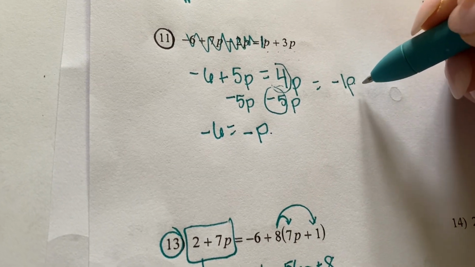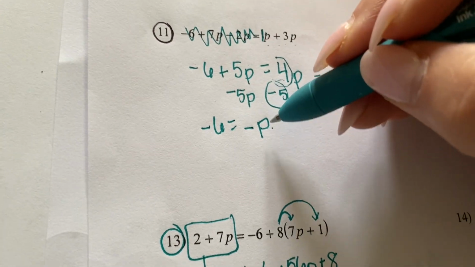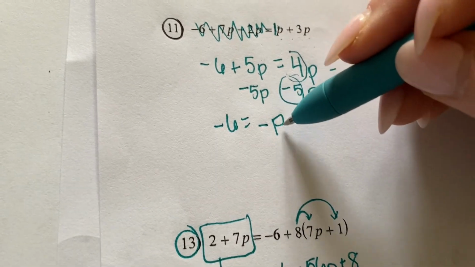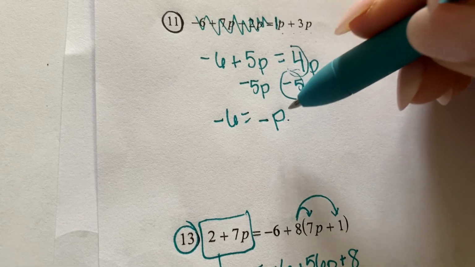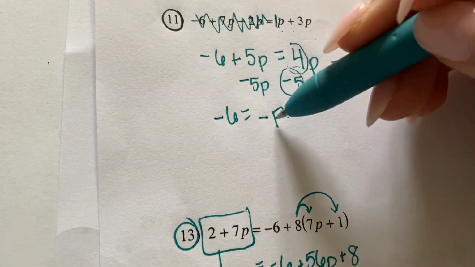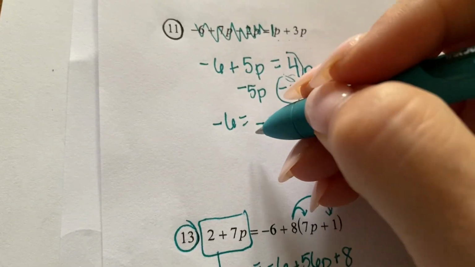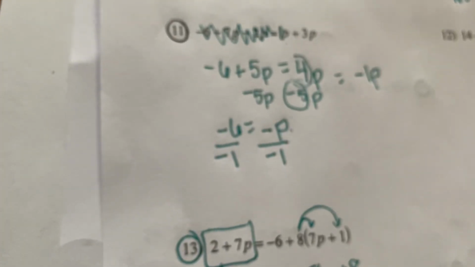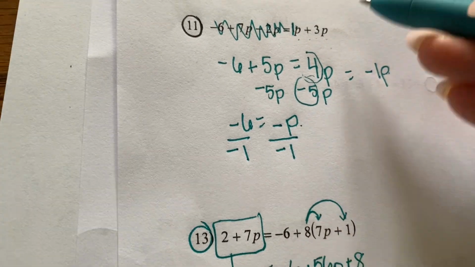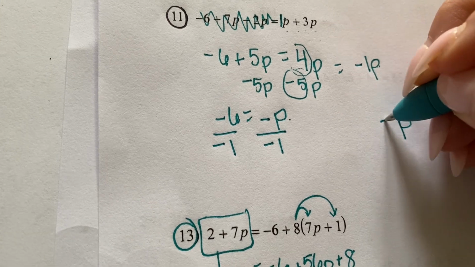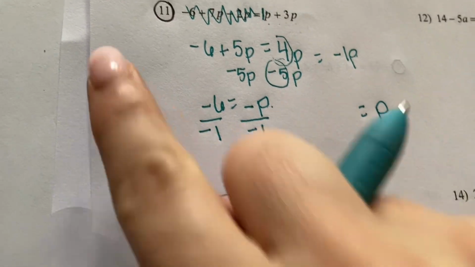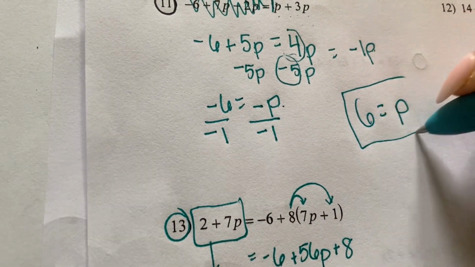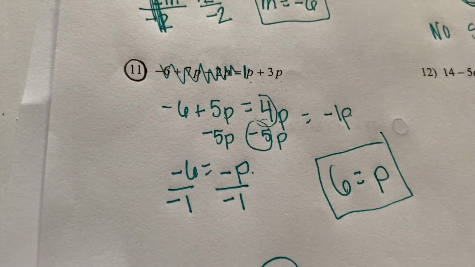If you wrote it this way, I wouldn't mark you wrong, but this is how you would see it on a paper. Am I solving for negative p or do I want positive p? I want positive p. So in this case, I'm going to divide by negative 1. What is a negative 1 divided by a negative 1? A positive 1. So now I have positive p. And what is negative 6 divided by negative 1? A positive 6. So that is how you solve number 11.